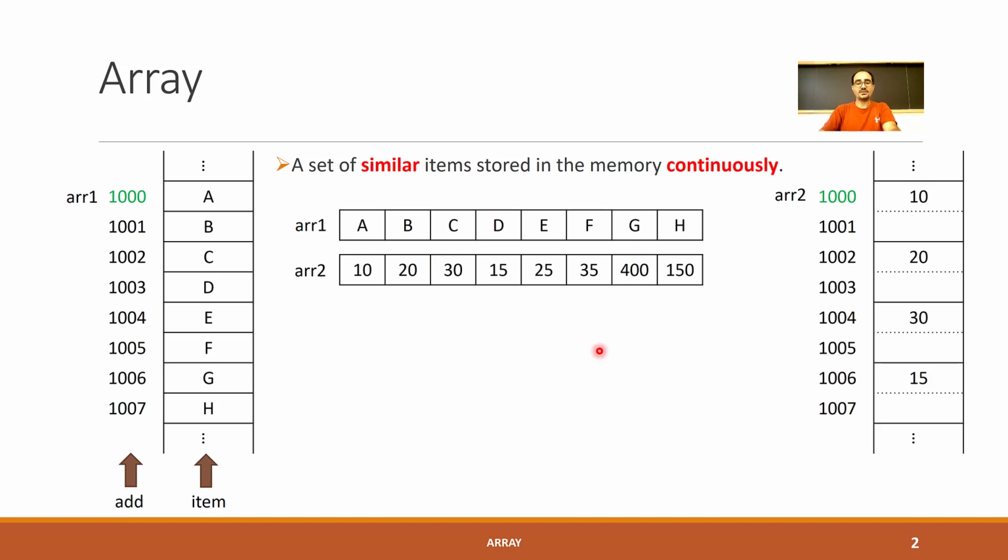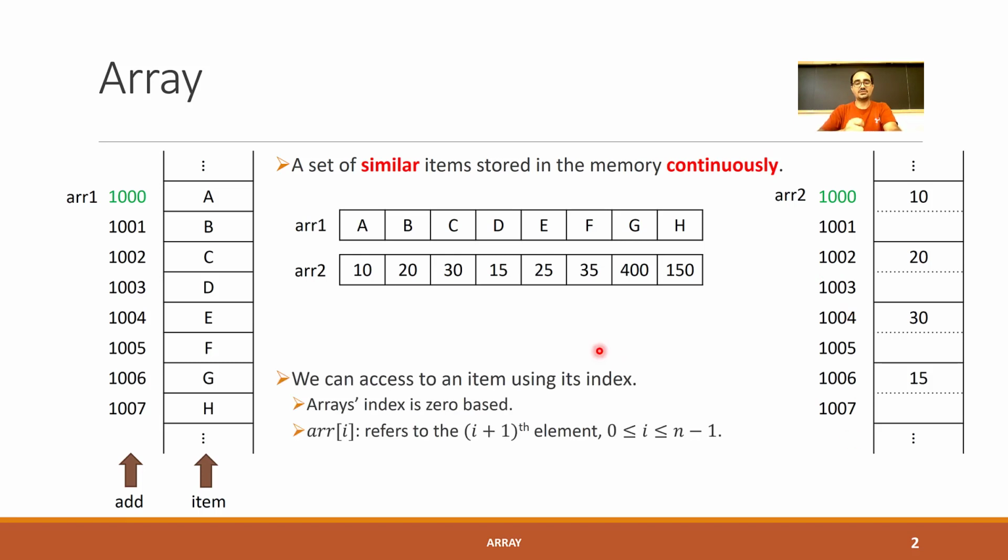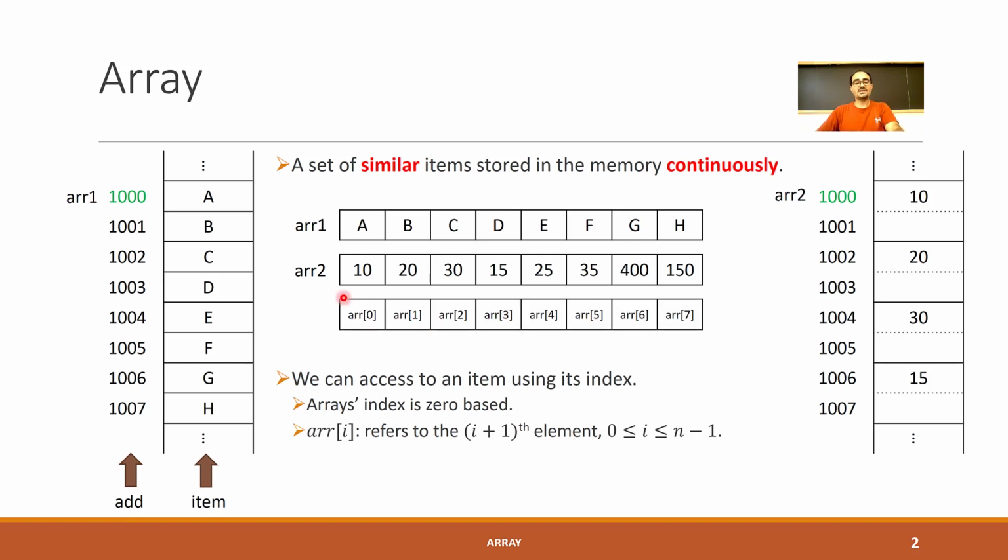In order to have an access to one item in the array, we use the index of the array, and in most of the programming languages the index are 0 based. It means that the first element is stored at the index of 0, and the index of the last element will be n minus 1 if we have n elements.